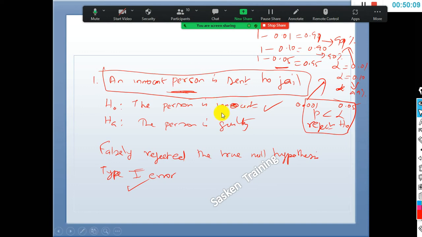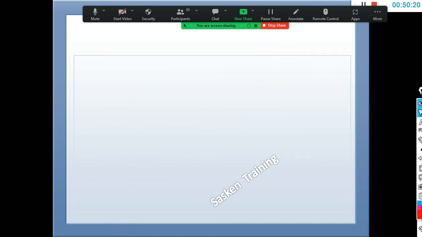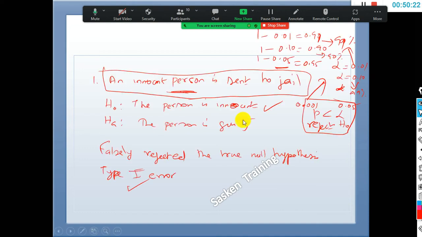For example, if you send an innocent person to prison, if you hang him, it is very, very dangerous, right? You are punishing an innocent guy, which is problematic. And if you don't punish a guilty guy or criminal, and you simply accept that the person is innocent though he is a murderer, what will happen? You are allowing the criminal to walk in the street.